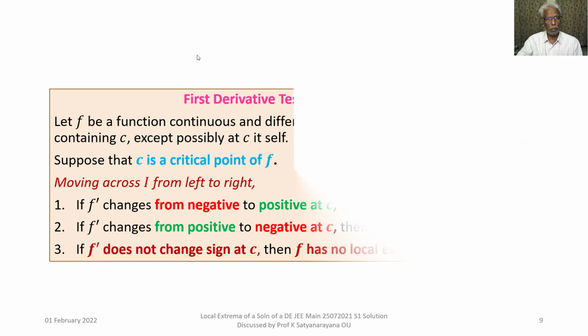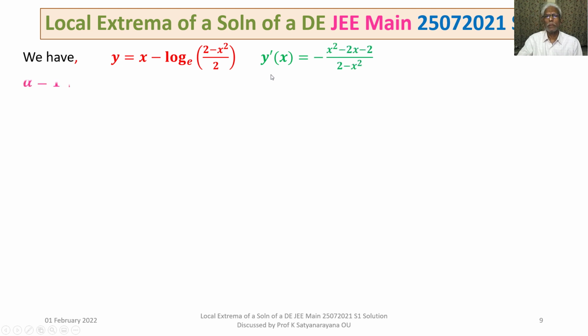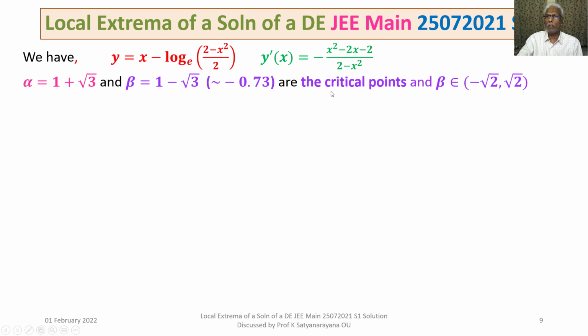So we will now use this first derivative test here. We have the solution, the first derivative, and we have found the critical points, and we have found beta belongs to the interval. So this is the interval minus root 2 to plus root 2. This is the graphical representation, and beta is minus 0.73 somewhere here.